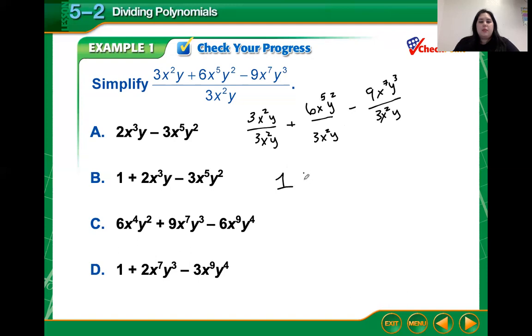6 divided by 3 is 2. X to the fifth divided by x squared is x cubed. Y squared divided by y is y. 9 divided by 3 is 3, and we keep the minus sign. X to the seventh divided by x squared is x to the fifth. Y cubed divided by y is y squared, and with that you should get the answer.